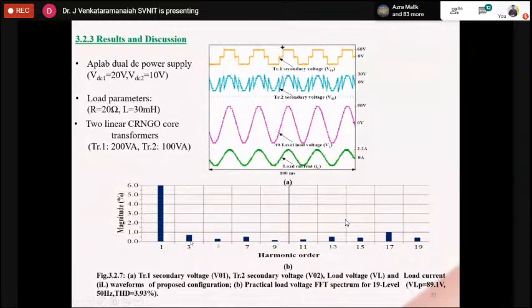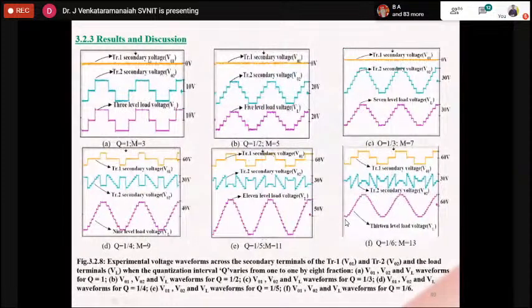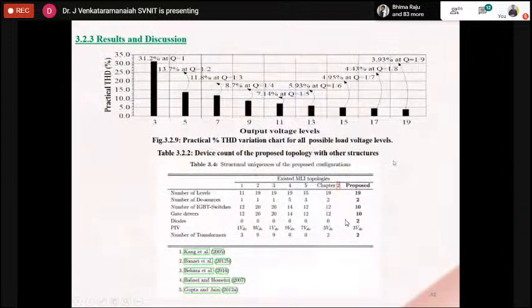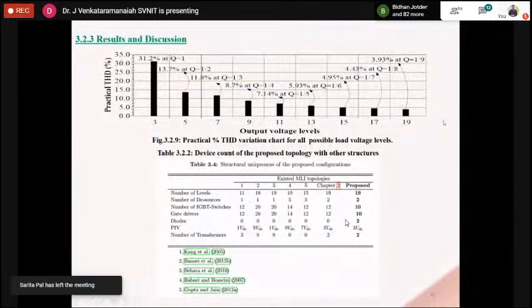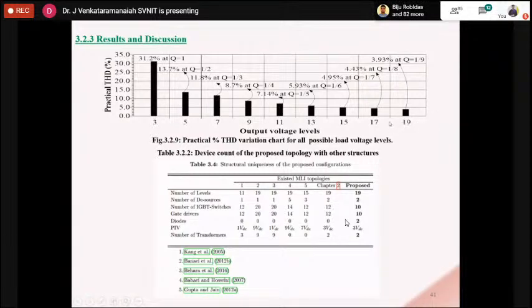When you go for more than 15 levels, look at the overall THD, by varying the Q value and the different number of levels. Let me skip this one. See, the overall THD is very less when Q is 1 by 3. These are all individual harmonics. The overall THD is not more than 4%.